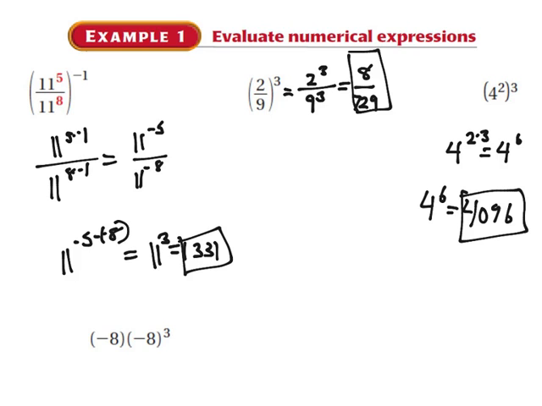Down here, again we've got to get rid of the exponents first. So this is actually negative 8 to the 1st times negative 8 to the 3rd, because 3 times 1 would be to the 3rd. Then we can add these together, so essentially we have negative 8 to the 4th power, which equals 4,096.